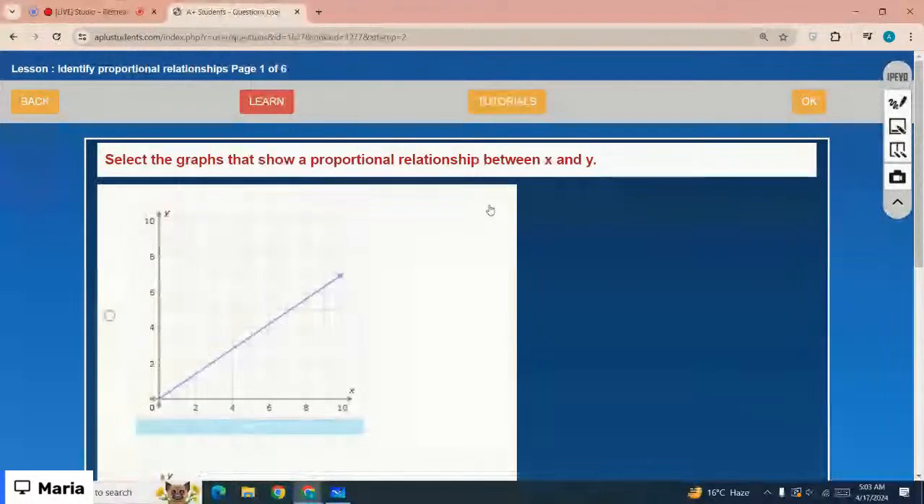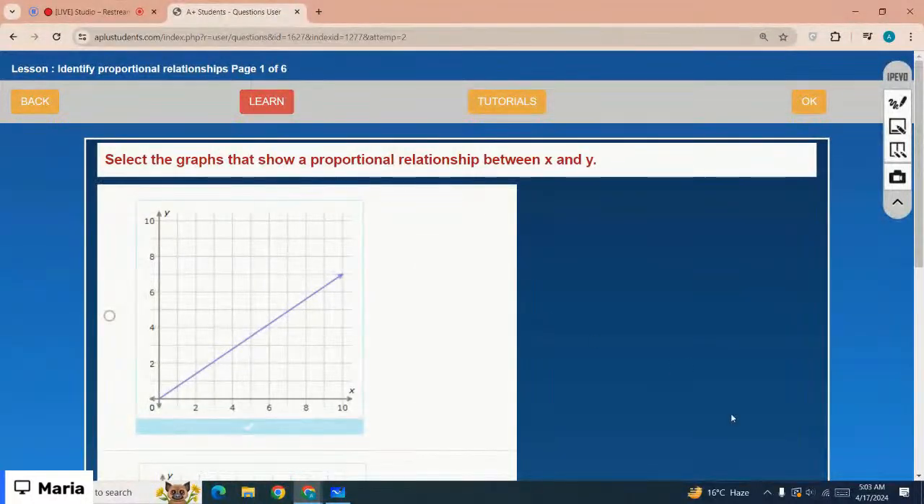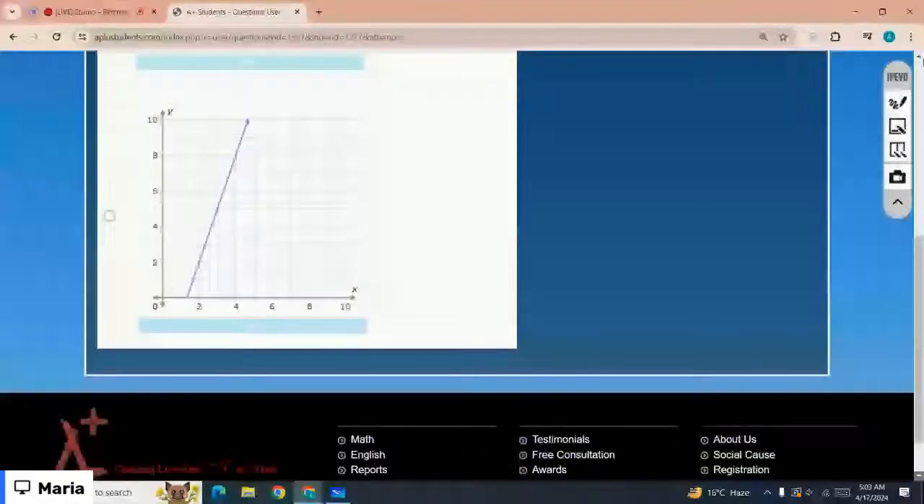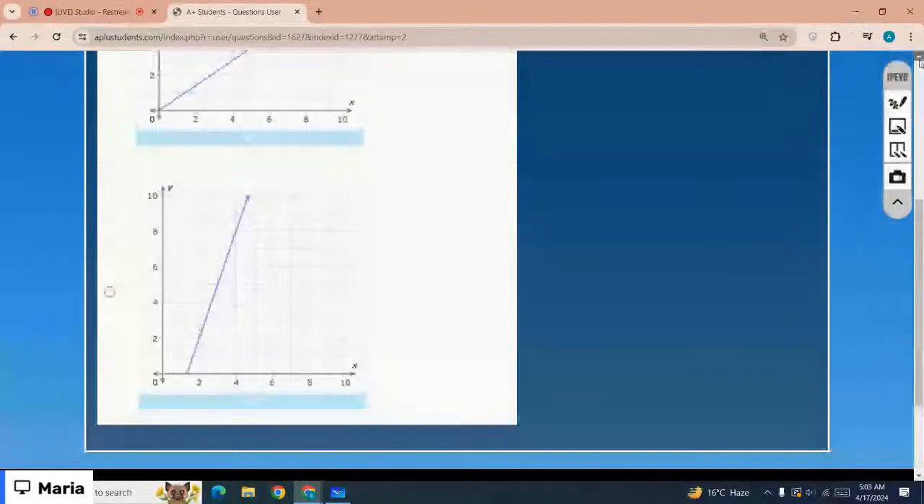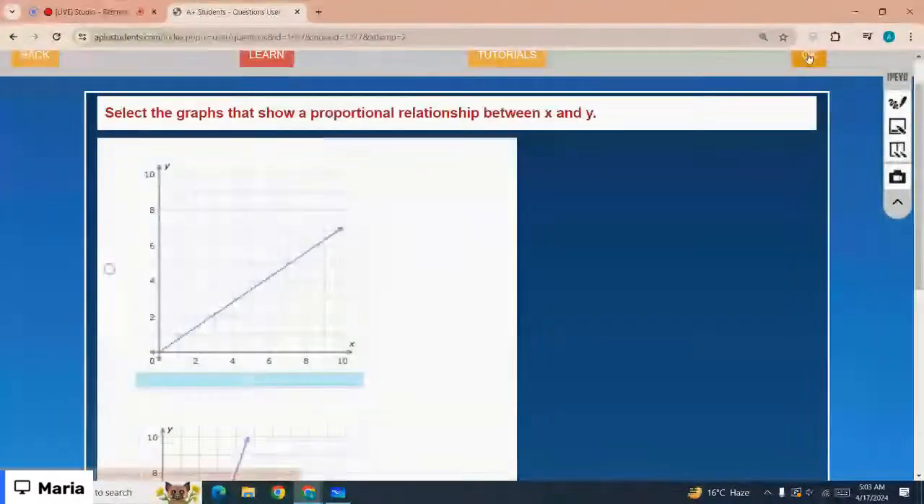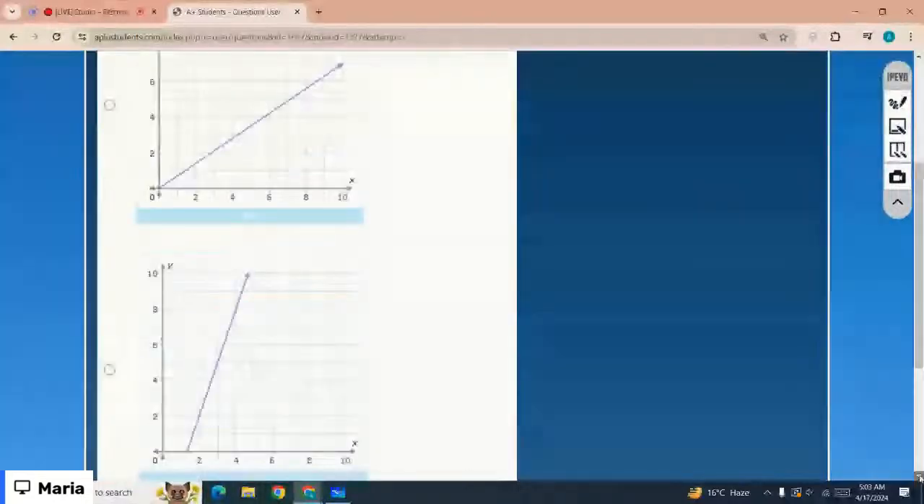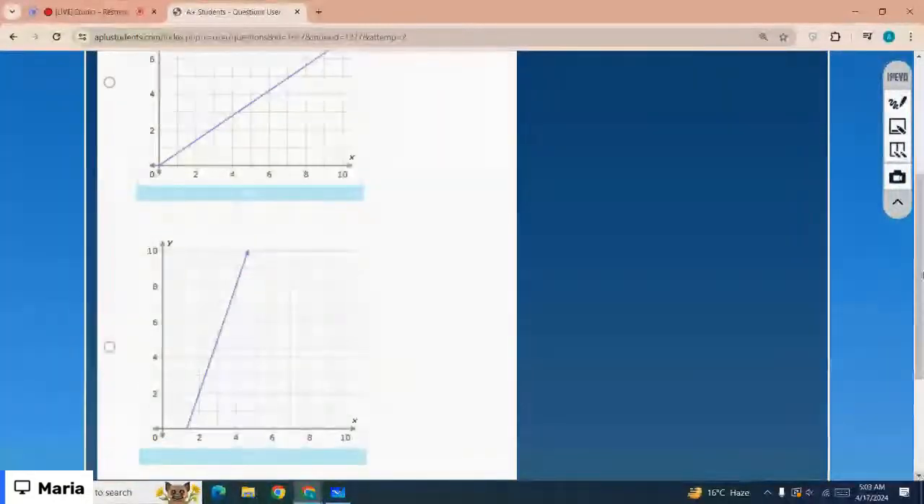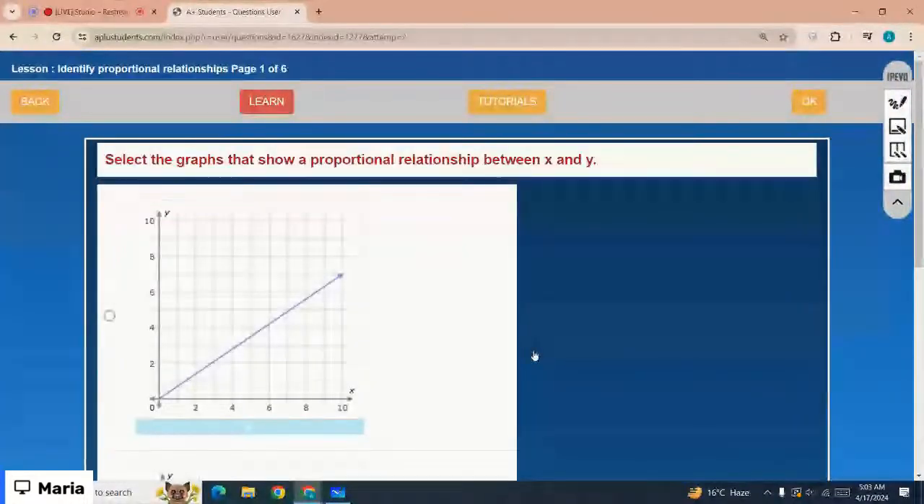Select the graph that shows a proportional relationship between x and y. You are given two graphs. I have just explained you need to see two conditions. The first one is the graph must be a straight line. You can see they both are straight lines. The second condition is the graph must be passing through the origin. So which one is the correct one? Option number one is the correct option because that graph is a straight line and passes through the origin.